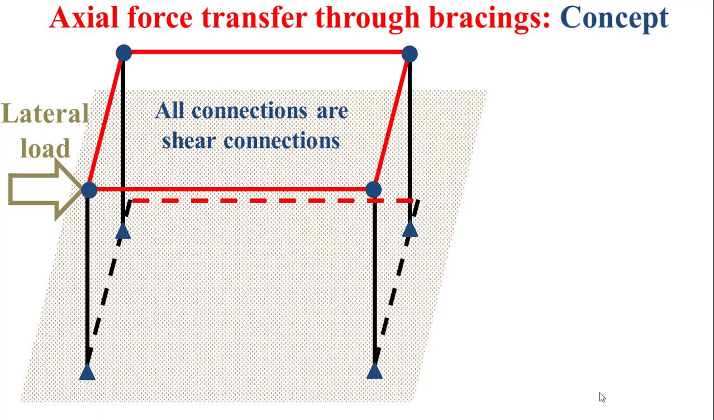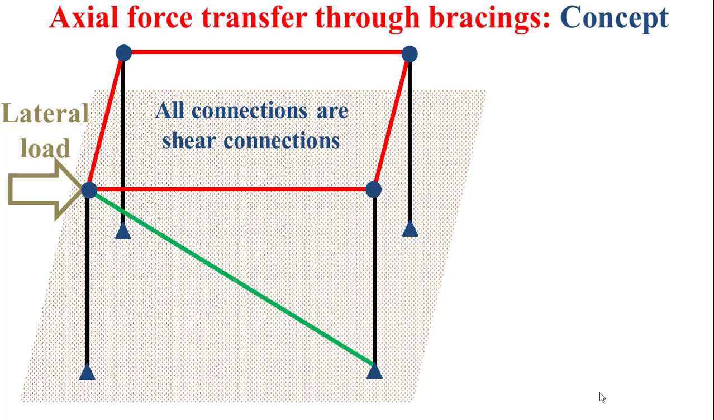In order to avoid this problem, we have to add a bracing as it is depicted in green. This bracing will permit to directly transfer the lateral load to the ground as an axial force through the bracing. This will avoid the problem of instability that I explained before.